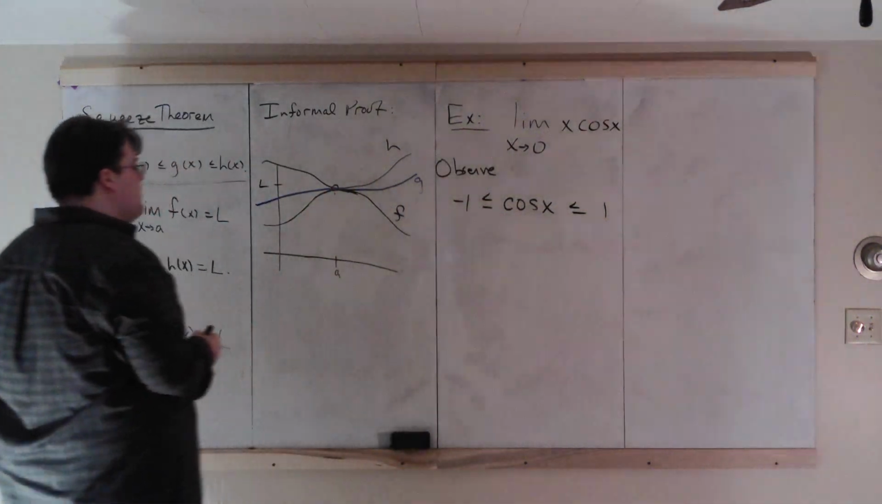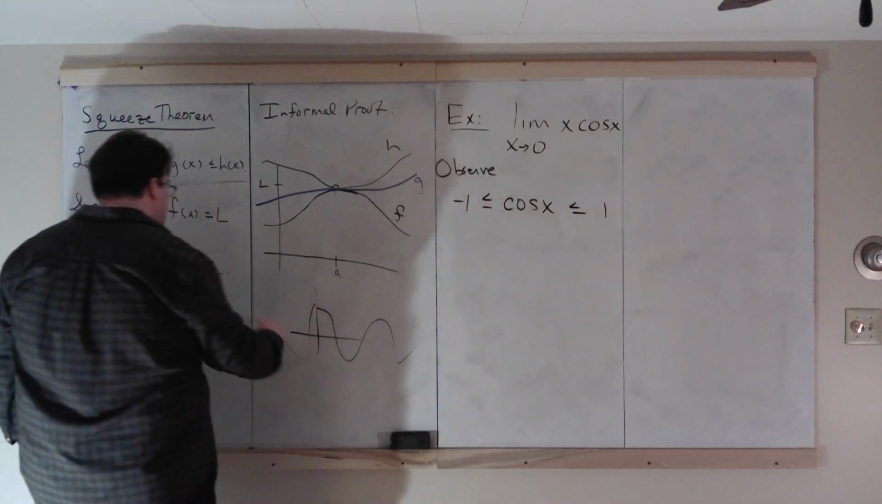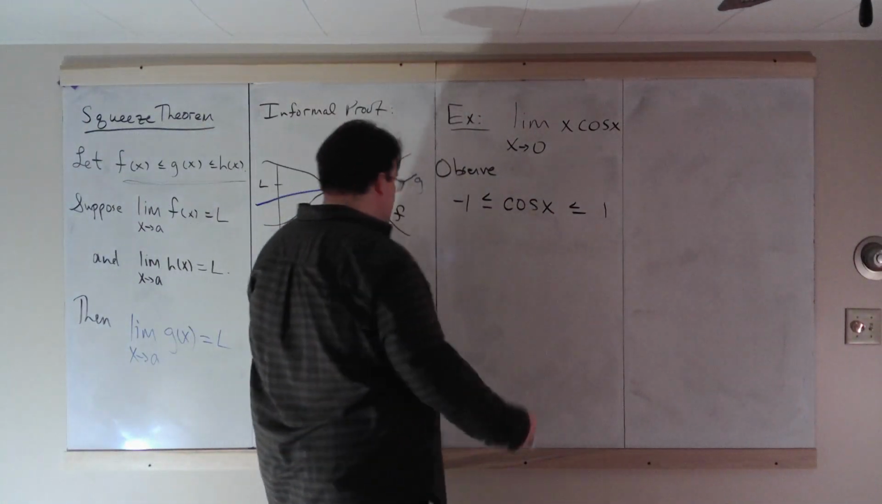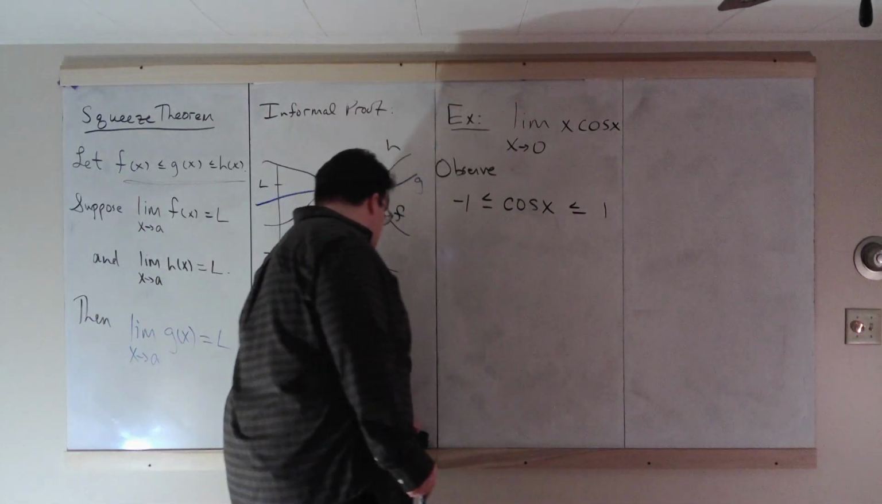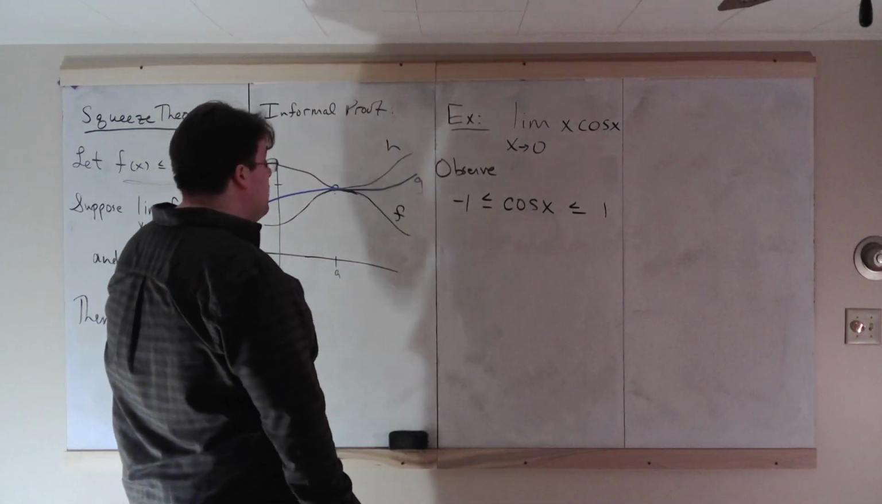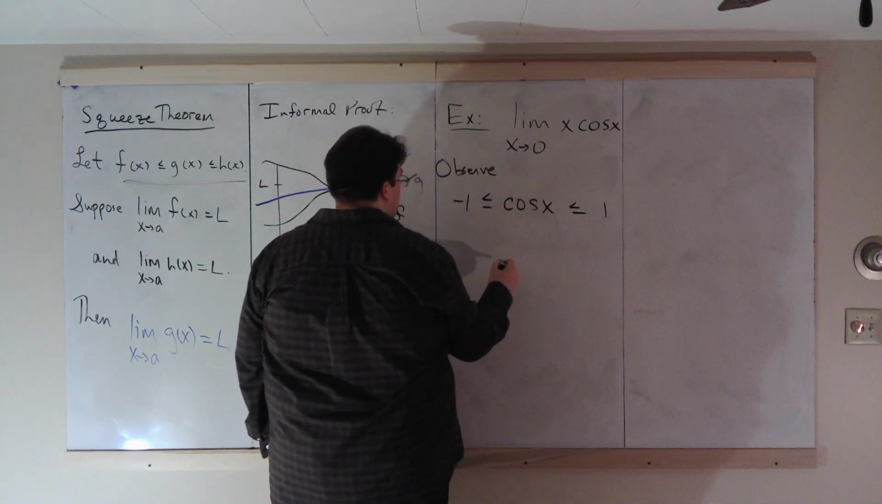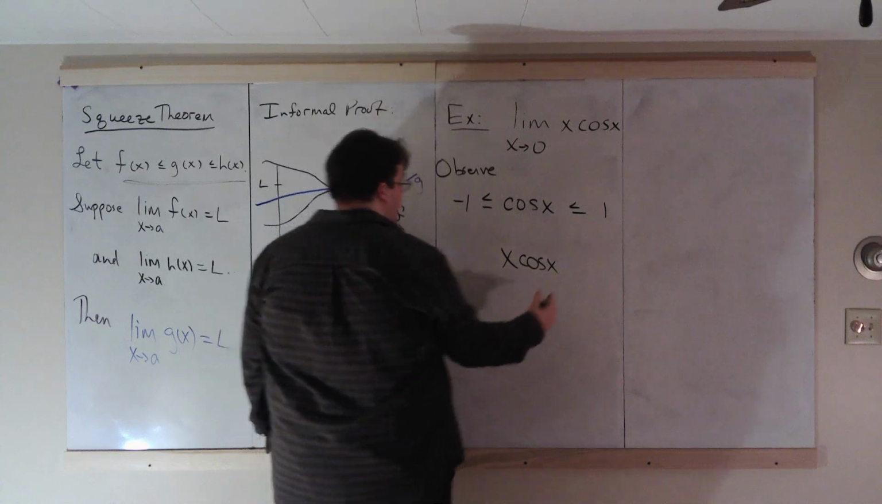But what we can do now is use a Squeeze Theorem argument, because let's observe, cosine of x is always between 1 and negative 1. The graph of cosine x looks like that, sort of, and it's always between 1 and negative 1. Well, that's great, but that's not the function we want. The function we want is x cosine x. If cosine x is between 1 and negative 1, how can we force x cosine x into existence here? Well, multiply everything by x.